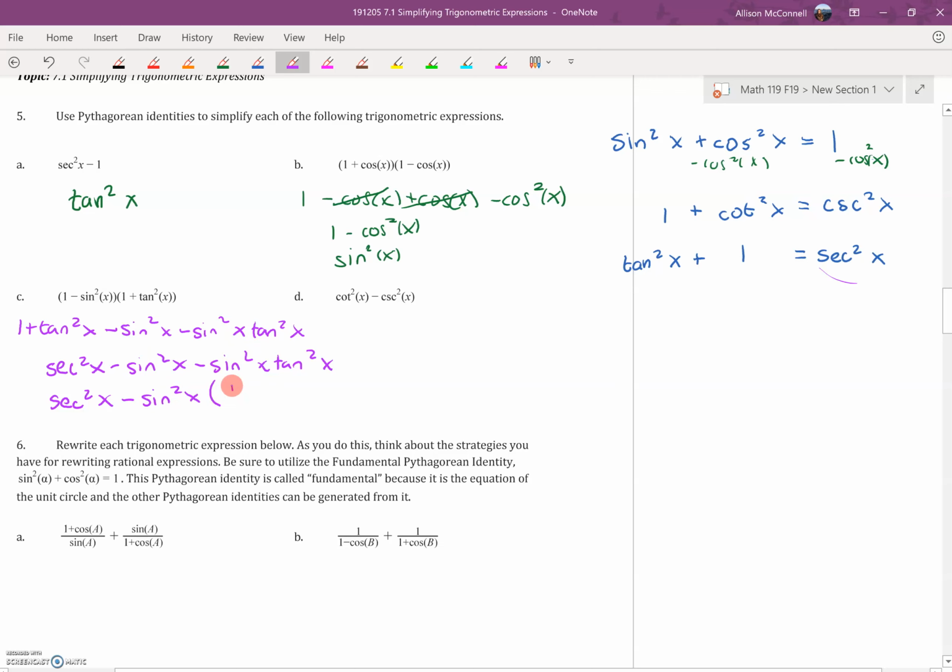So that leaves me with 1 plus tangent squared x. And then I was like, oh, there's an identity again. So I got secant squared x minus sine squared x secant squared x. Then I went and factored out secant squared x. So you can see how much more complicated. Yeah, you went the long way.